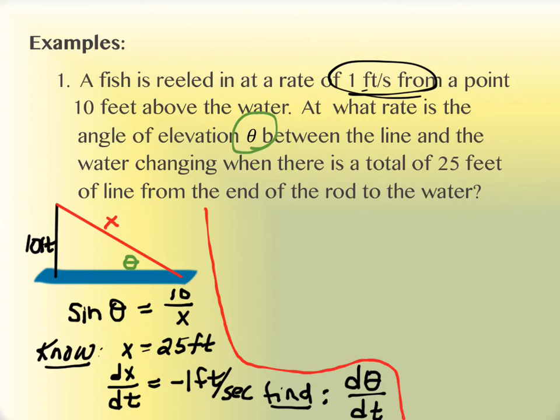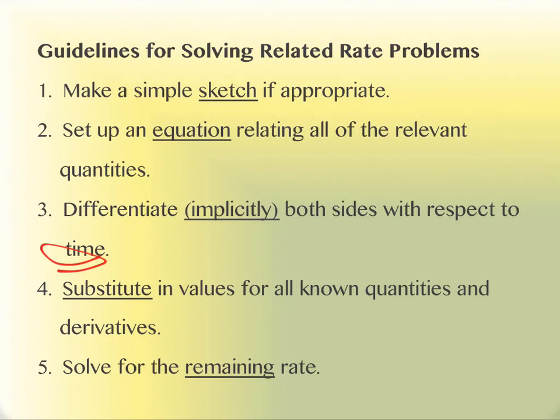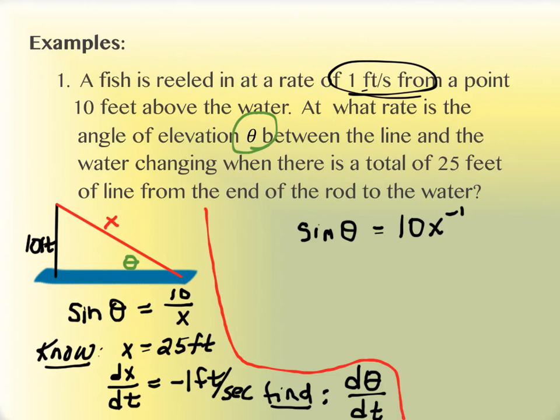So this is the equation that we're going to be working with, sine θ equals 10 over x. And I'm going to write it as 10x to the -1, because we want to differentiate this with respect to time. That was step 3 over here, right? Differentiate implicitly with respect to time. All right, so what is the derivative of sine? Cosine. So the derivative of sine θ is cosine θ. But we're doing this implicitly, which means that anytime I take the derivative of the variable, I'm going to write times the rate that that variable is changing at. So that's dθ/dt.